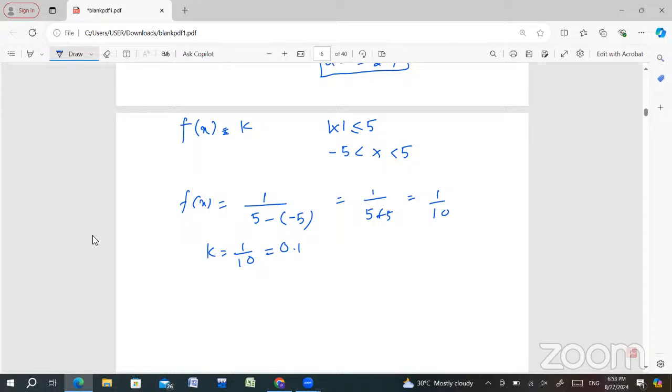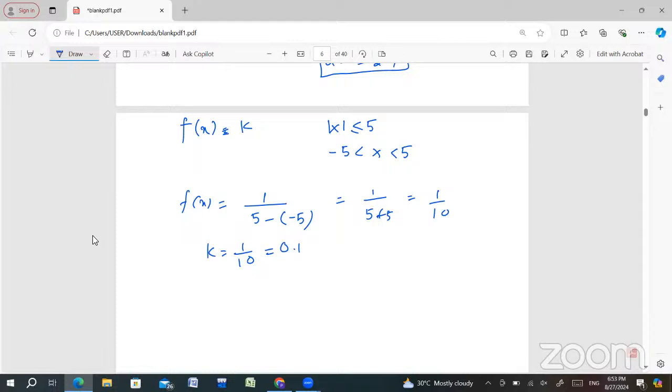Those are not discrete points. Those are distances between 2 points. This is a continuous random variable, so it is lying between minus 5 to 5. Okay, ma'am, understood. I have a doubt.